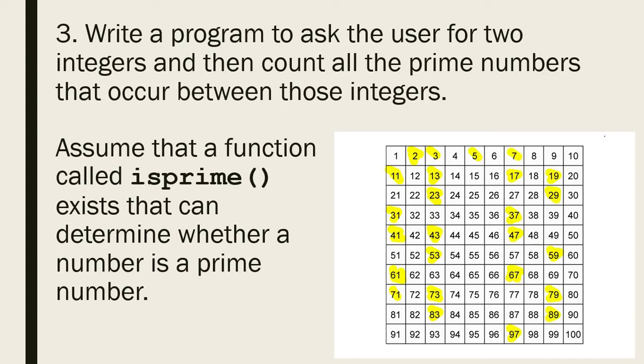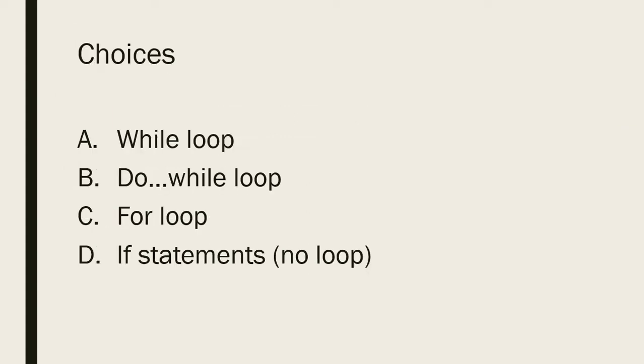In this example, we're going to write a program that asks the user for two integers and counts all the prime numbers that occur between them. And you can assume that there's a function called isPrime. There isn't, but you can assume that there is one of these that will tell you whether a value is a prime number or not. Consider which type of loop you might need to have to solve this problem. Then come back.